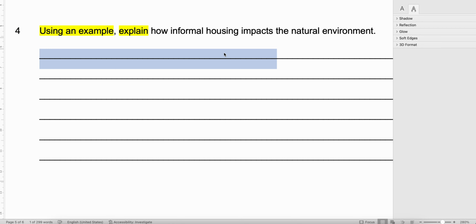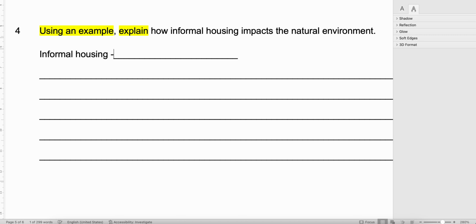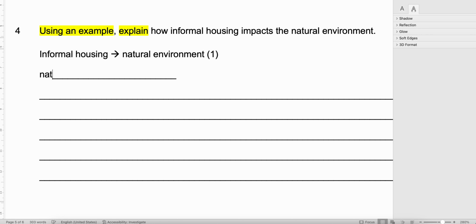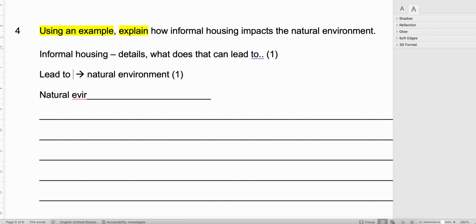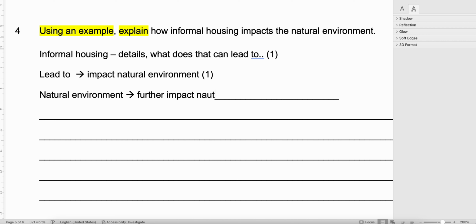So I recap, review, informal housing, how does it affect the natural environment? There will be 1 mark. Okay, then natural environment, informal housing, the details, what it does that can affect the environment. That will be 1 mark. Okay, and then how it leads to impact on the natural environment, that's the 3rd mark. How does it further impact the natural environment?